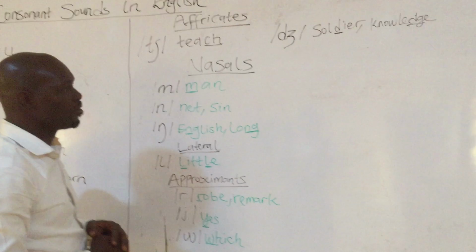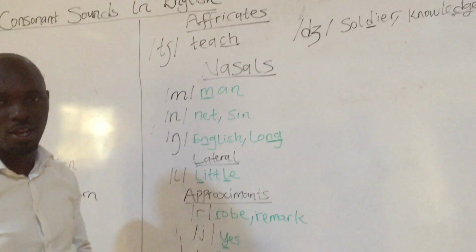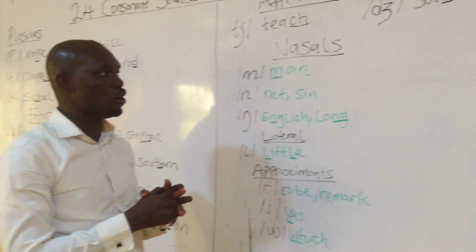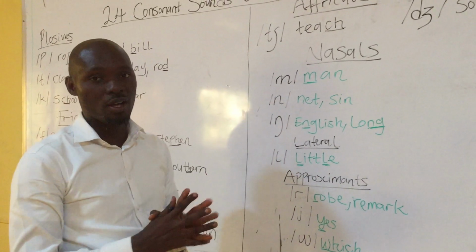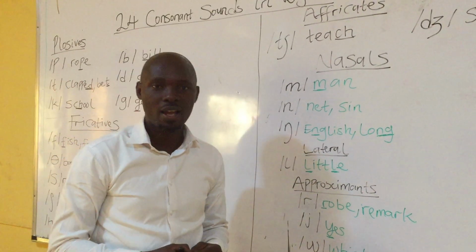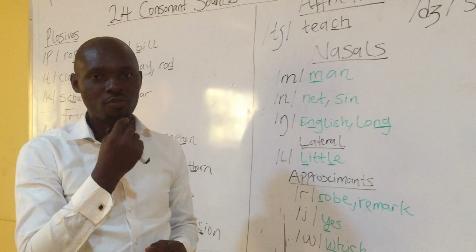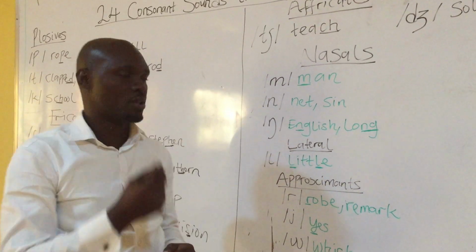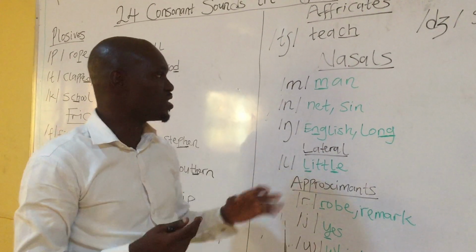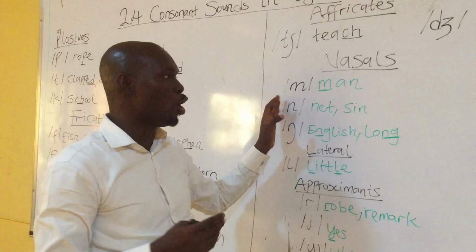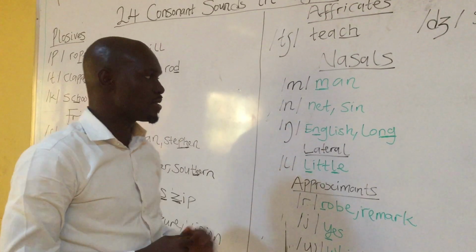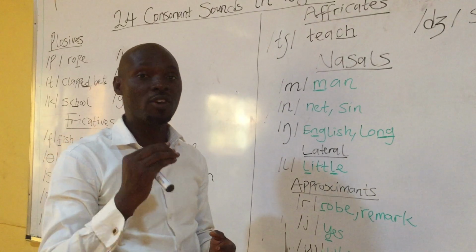Then the next category of sounds are called nasal sounds. Nasal sounds are called nasals because each of the sounds are produced with the air coming out from the mouth and from the nose, from the nasal cavity, and that is why these three sounds are called nasals. So let's take a look at the correct pronunciation of each of the sounds.